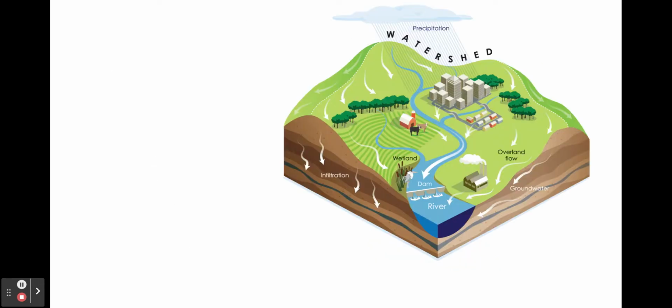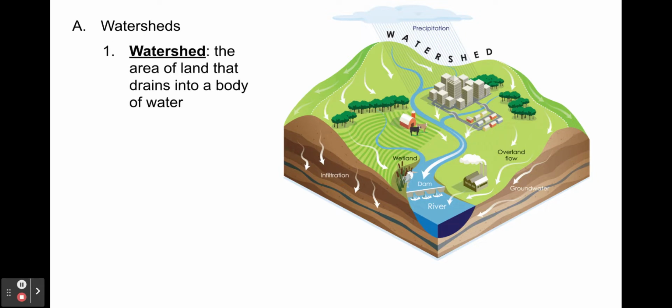Here we go. First section, section capital A, is watersheds, which is a familiar term to you. Detail 1, what is a watershed? Well, a watershed is the area of land that drains into a body of water.